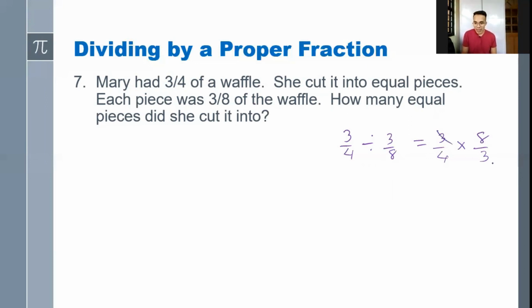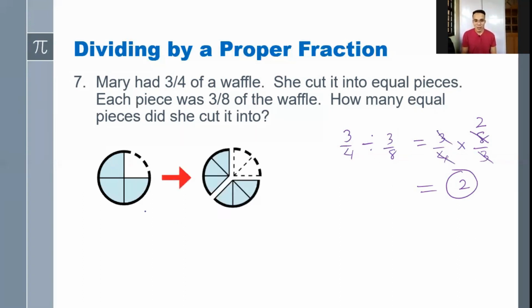So we can cancel 3 out. We can also cancel 4 and the 8, you have here 2. So we only have number 2 on top, right? So 3/4 divided by 3/8 is 2. Or there are 2 3/8 in 3/4. Let's look at the model. This is 3/4 and we want to have 3/8. It means we have to subdivide each part into 2. So we have now a whole divided into 8 equal parts, and we want to know 3/8. Our goal here is to find the number of 3/8 there are in the shaded portion, which is 3/4. So this is 3/8. This is also 3/8, and there are 2 of them. That's why our answer is 2.